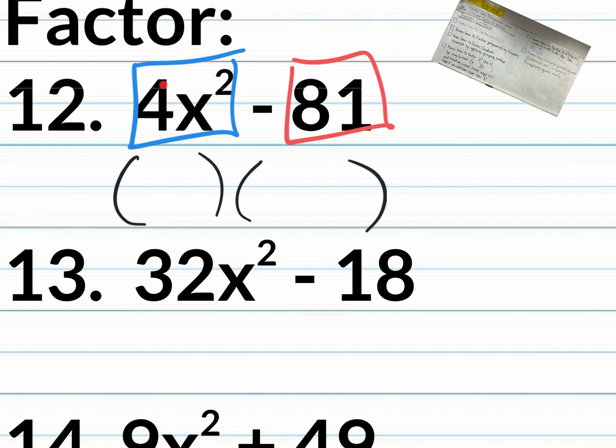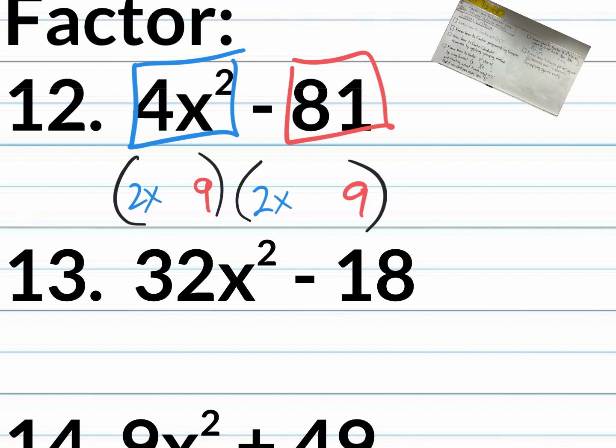What's the square root of 4x squared? 2x. And you put that as the first term of each of those binomials. And then what's the square root of 81? 9. So you put that as the second term of both binomials. And here's the question: what kind of 9 times what kind of 9 will give you a negative 81?